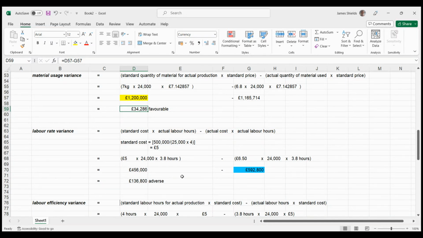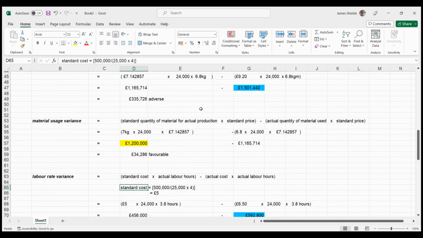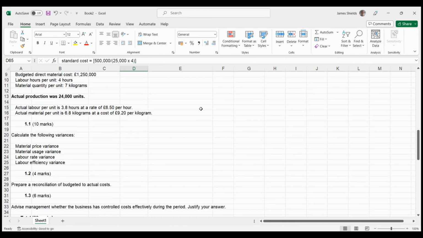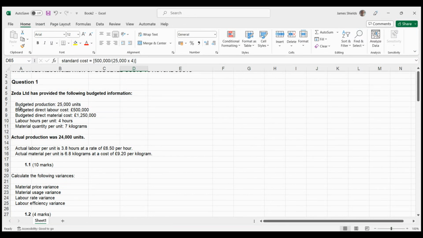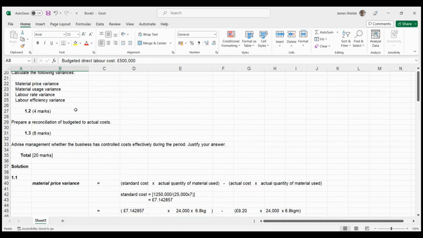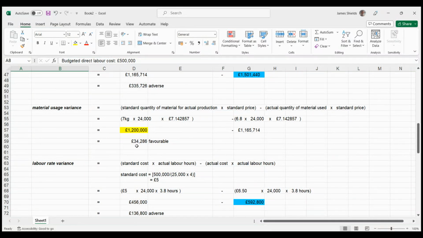Labour rate variance. So it's the standard cost times the actual labour hours, subtract the actual cost times, again, the actual labour hours. Now, the standard cost, again, doesn't tell us, so we need to work out a total for the labour hours. So we go back to the question. Budgeted total labour cost was £500,000. So that's where the £500,000 comes from.